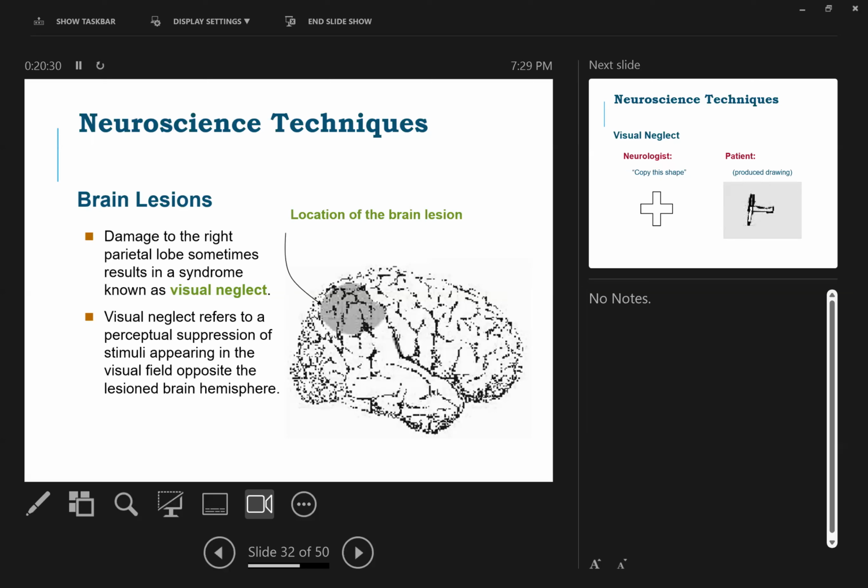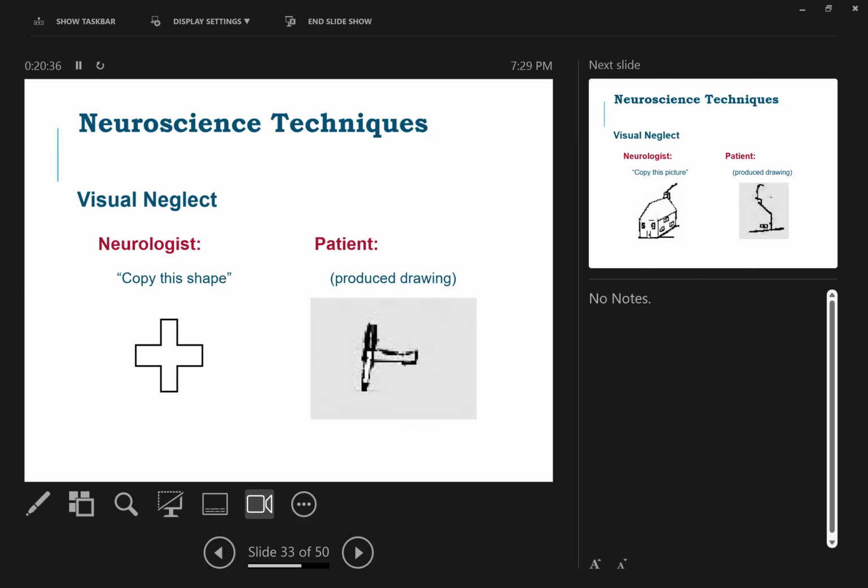And what is visual neglect? Well, people become unaware of certain parts of the visual environment. For example, in this case, if you have a cross and the patient is asked, can you reproduce this cross? They don't see what's going on. Now, this is the lesion to the right parietal area.